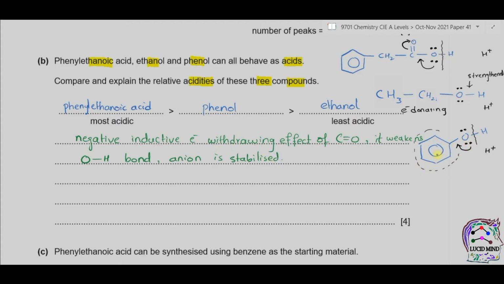Similarly, for the second one, we can say that due to delocalization, the oxygen lone pair is delocalized into the ring system of this benzene, and as charge density will decrease, this bond is weakened. Again, the anion is stabilized.